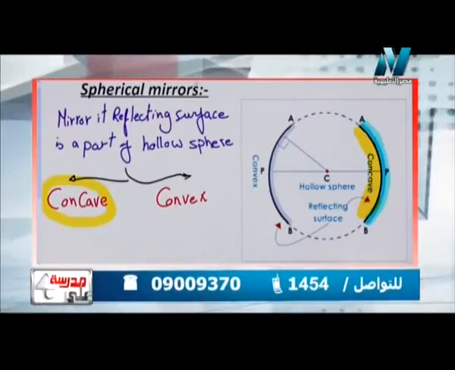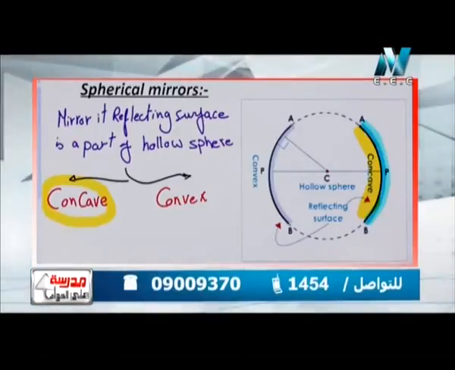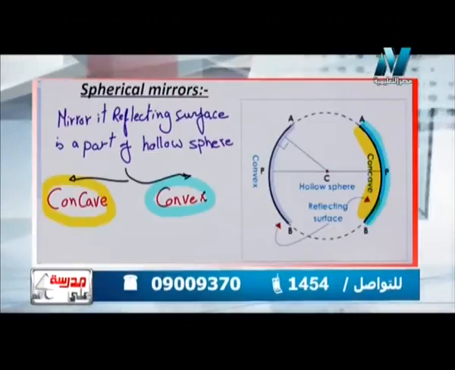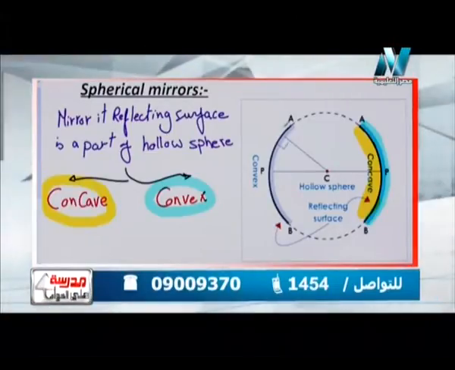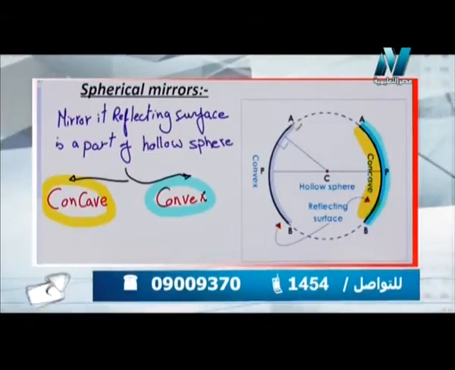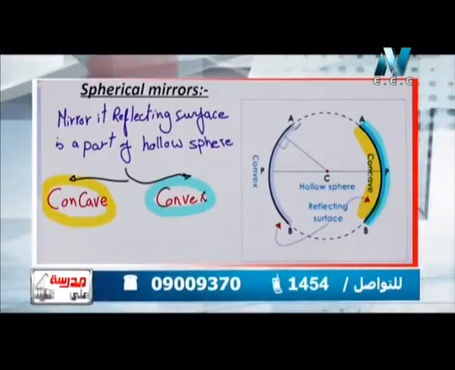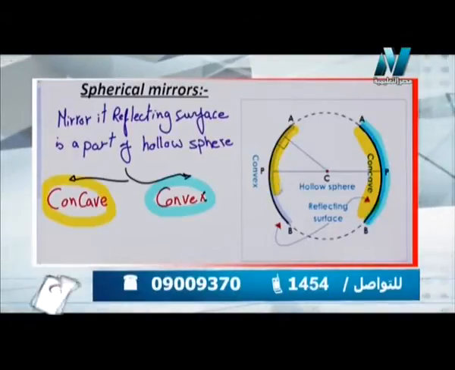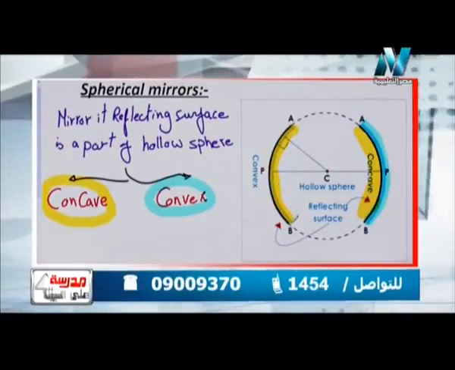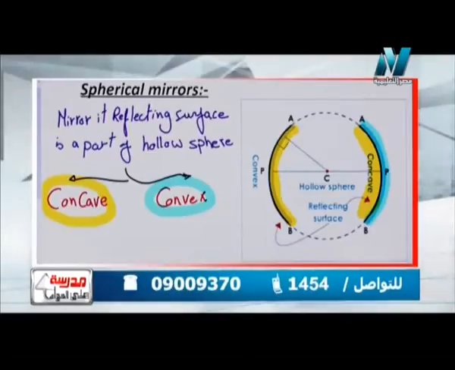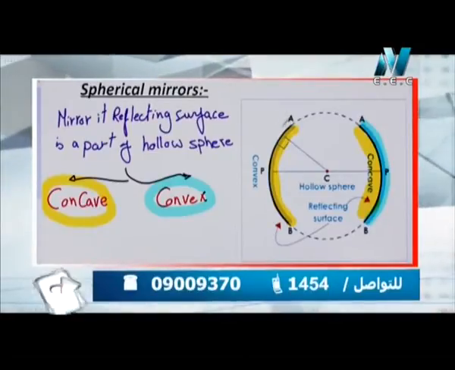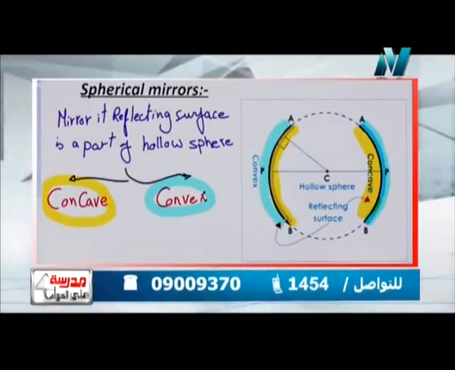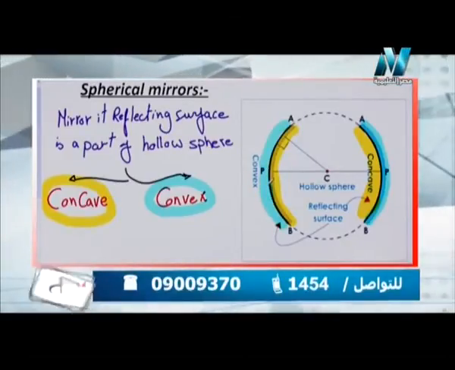At the same time we have what? We have the convex mirror. So what is meant by a convex mirror? Here we have the outer surface and the inner surface. This inner surface is the back of the mirror. So its reflecting surface is what? It is the outer surface of the sphere.